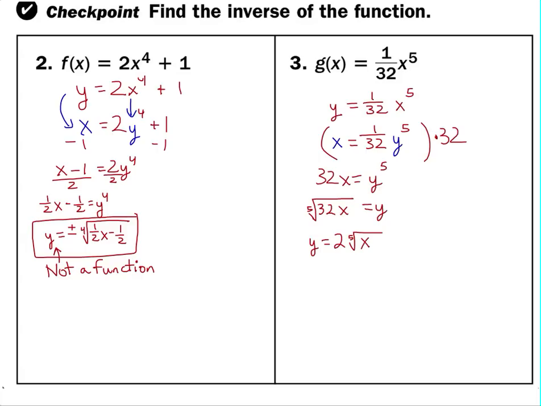Now in this case, because it's an odd root, 5th root, odd number, there isn't this plus minus business. So we're done, and it actually worked because there's no plus minus to be all wishy-washy. So, I'm going to celebrate, and I'm going to go ahead and write it as an actual inverse function. F inverse of x equals 2 times the 5th root of x. And this is a function.